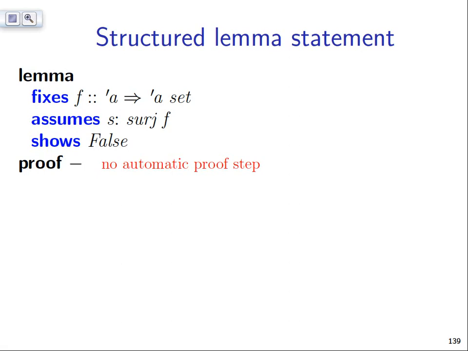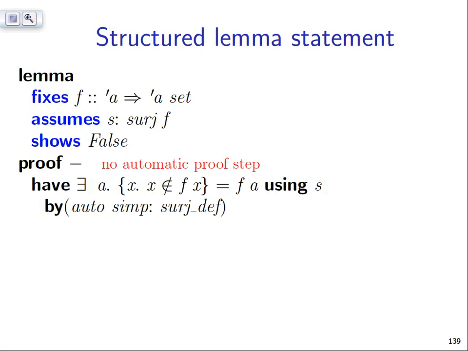And you now know you don't need to assume surjective F inside the proof body. You have already assumed it as part of the statement that you're proving, and you've given it a name. You've called it little s. And so now you can do the second proof step right away, namely that there exists an A such that this so-called diagonal set, the set of all x such that x is not an element of f of x, equals f of a. You can now prove that using S.